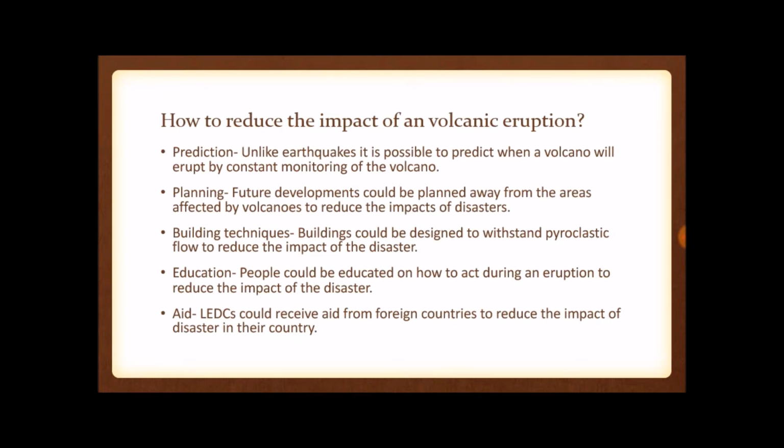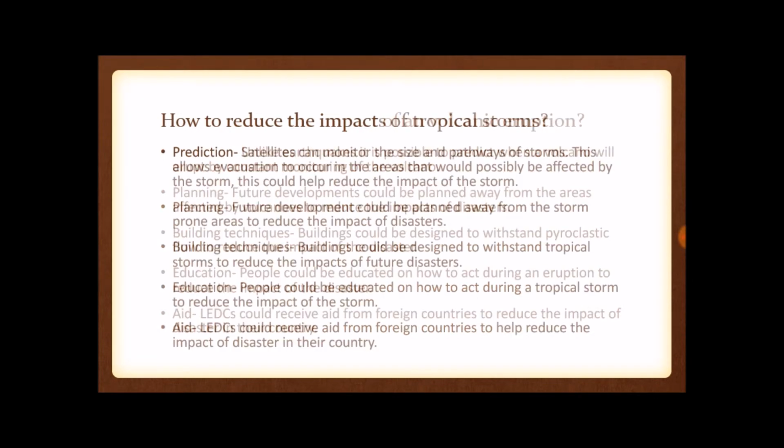Education. People can be educated on what a volcano is and how you can save yourself during a volcanic eruption, and so in this way, many lives are saved as well. And the fifth one, aid. LEDCs could receive aid from MEDCs so that the impact of the earthquake or volcanic eruption could be reduced.